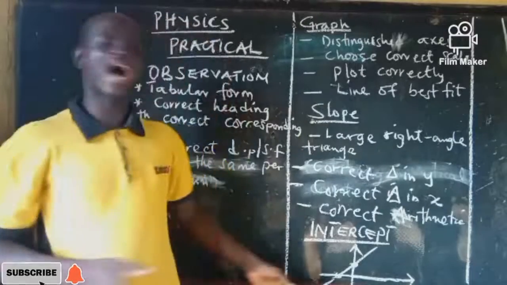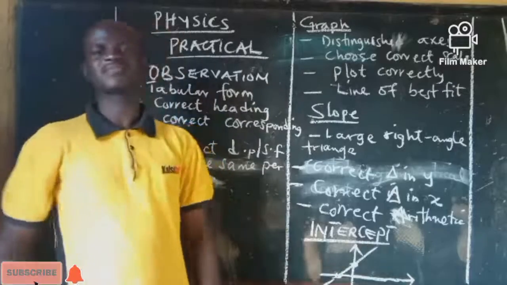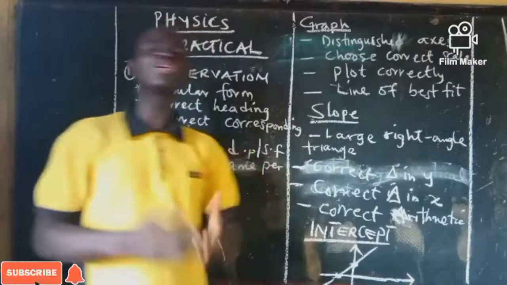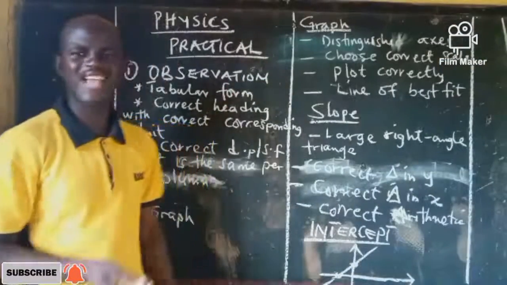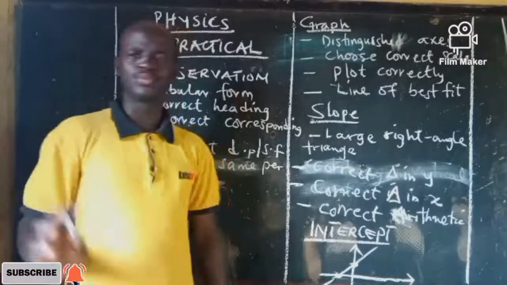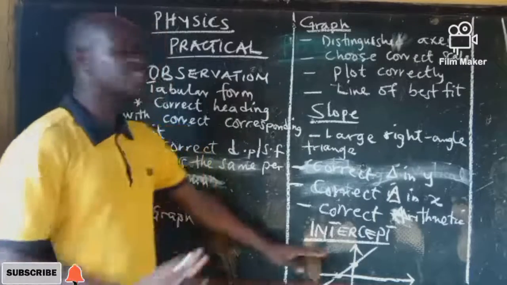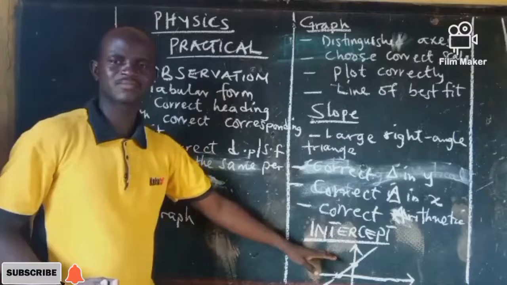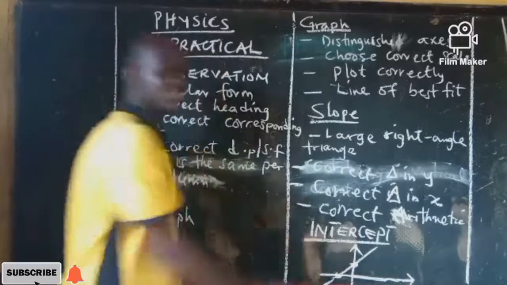So after that, another thing you need to take note of is the intercept. How do we go about this intercept? This intercept is very, very simple. To go about the intercept is very, very simple. Let's say this is the graph that we have plotted. You have plotted this graph, and then your graph looks like this.